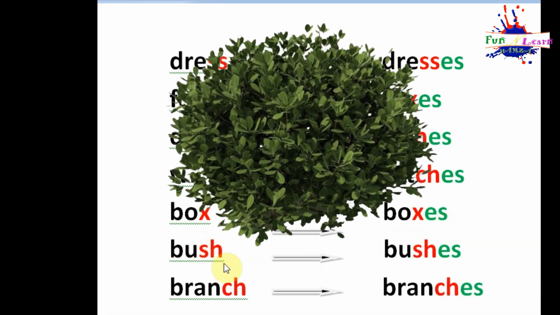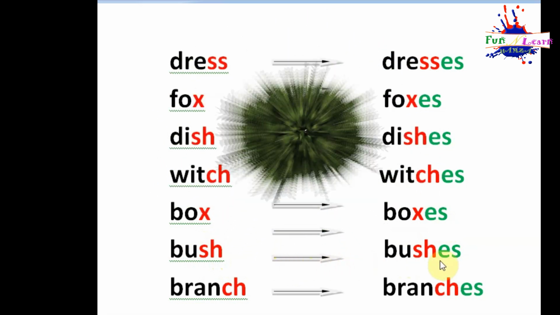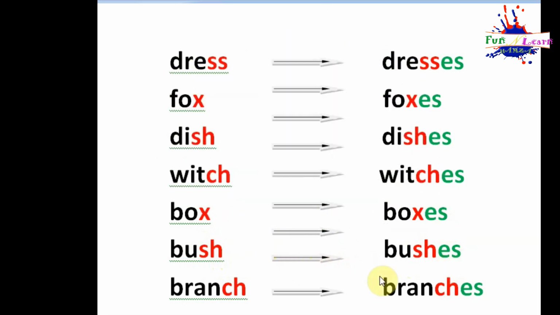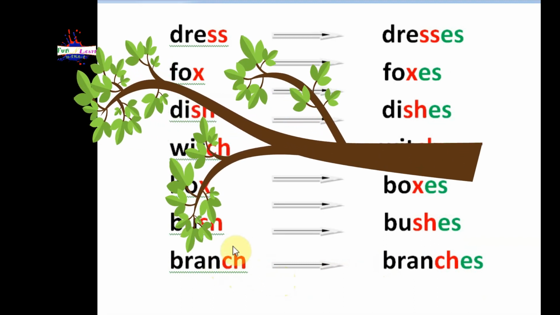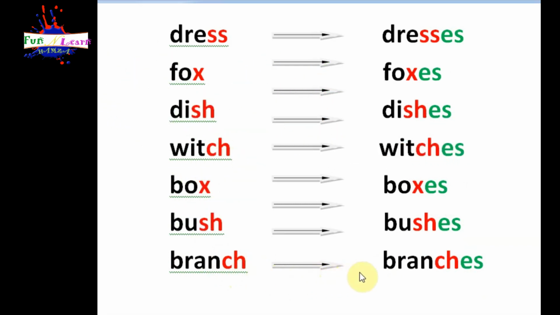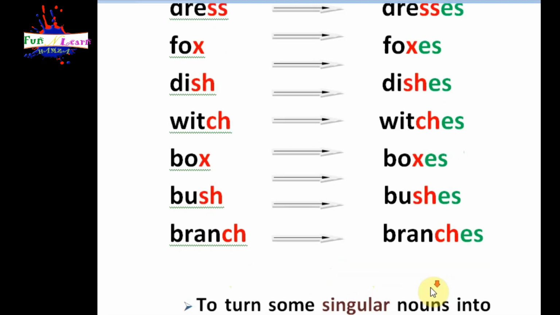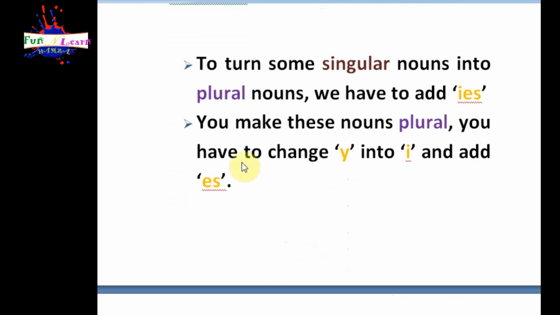Bush. sh at the end, and we want to make the singular noun into a plural, so we add es at the end. Branch. Again, ch at the end. So what do we do? To turn this singular noun into a plural, we add es at the end. Branches. Let's look at a few more exceptions.